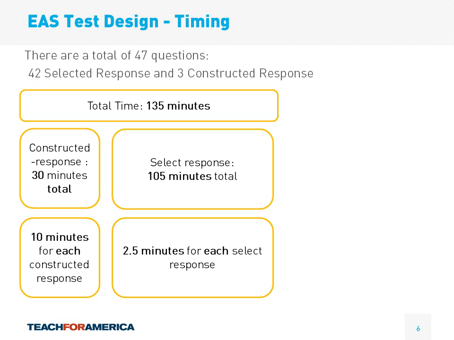Spend about 30 minutes on the constructed response. Since there are 3 constructed response questions, each question will take about 10 minutes. That leaves about 105 minutes for the selected response items, which breaks down to about 2.5 minutes to answer each question.